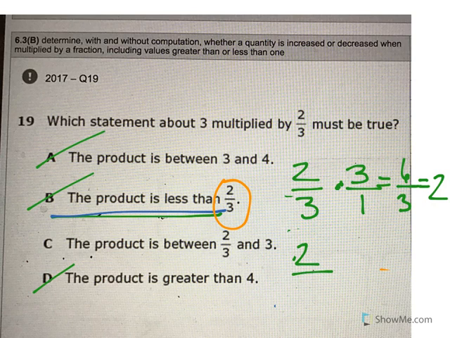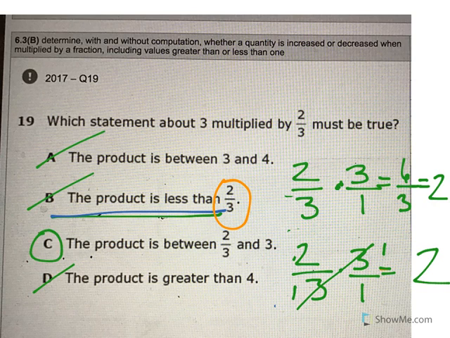Another way, if you know how to cross cancel, is there's no point in multiplying by 3 and then dividing by 3 because I'm going to get back to the same number. Cross those out, and that becomes a 1. That becomes a 1. 2 times 1 is 2. 1 times 1 is 1. 2 over 1. Simplified is 2. So the answer is C, because my product, which was 2, is actually in between 2/3 and 3.